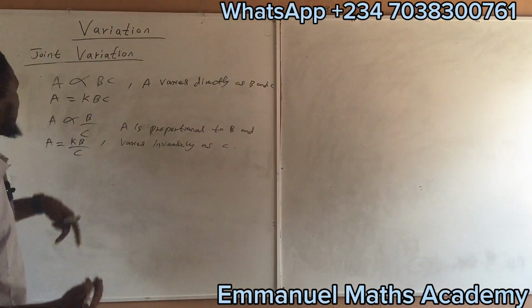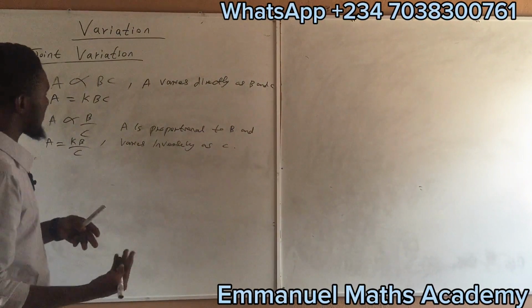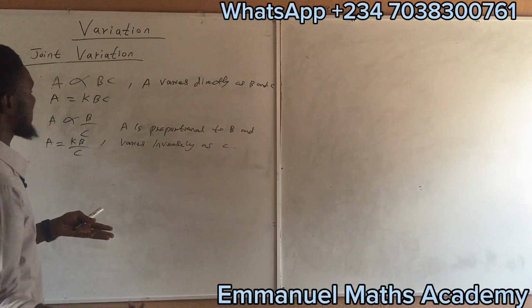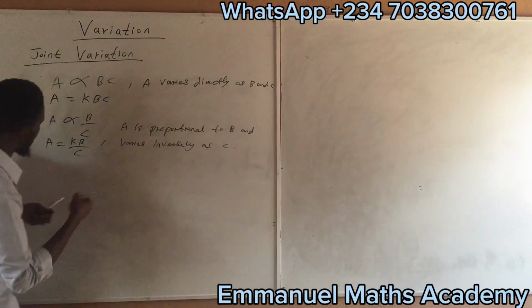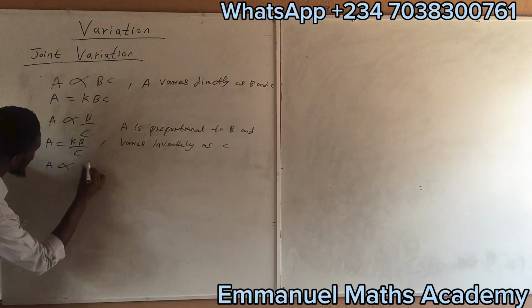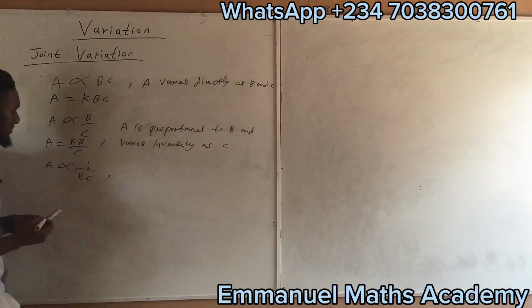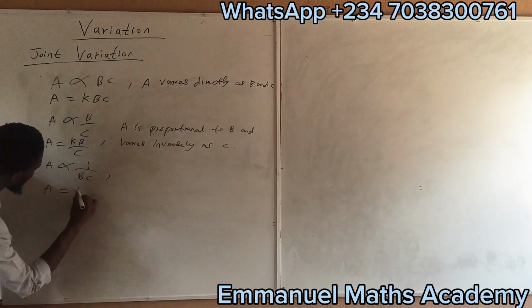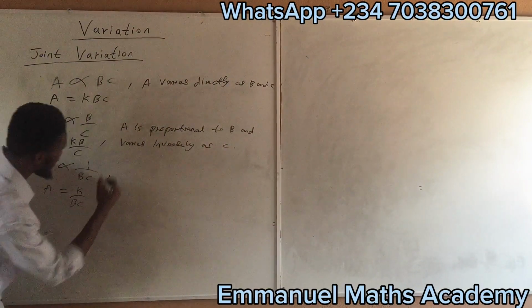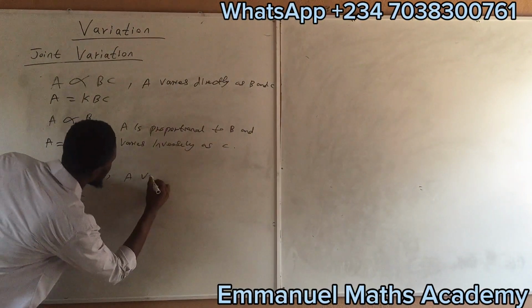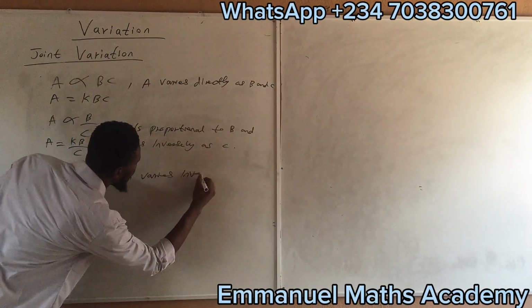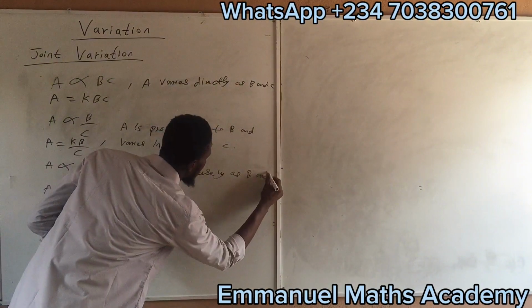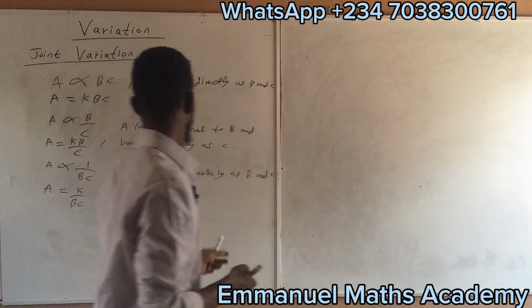What about if you have that A varies inversely as B and C? That means both the B and C will come as the inverse. Look at the expression here. A varies inversely as B and C, right? The equation now becomes A equal to K over BC. I say that A varies inversely as B and C. As simple as that.